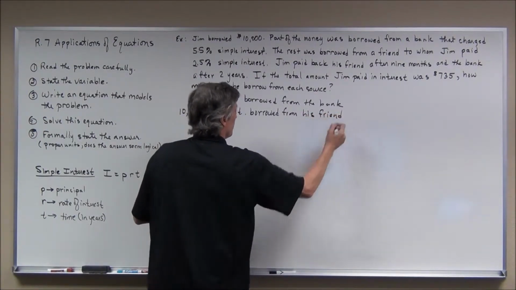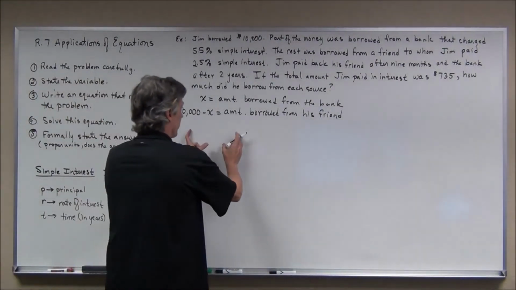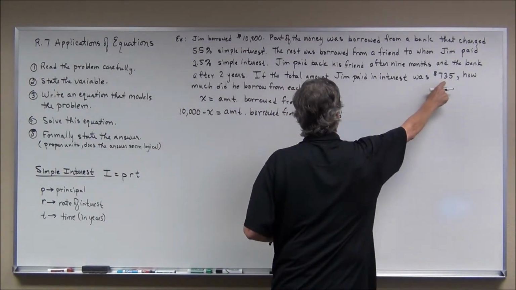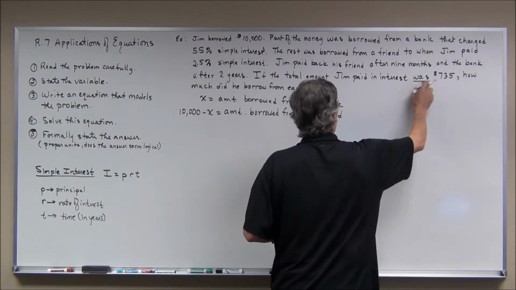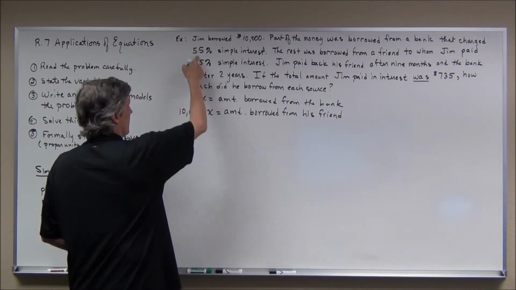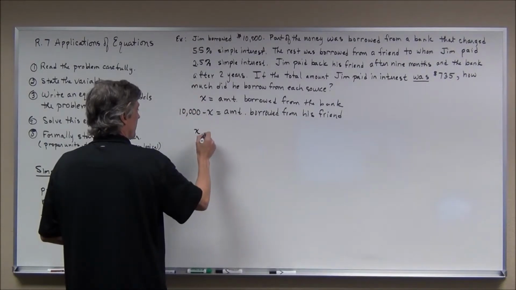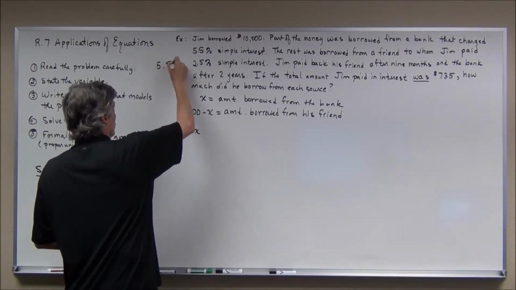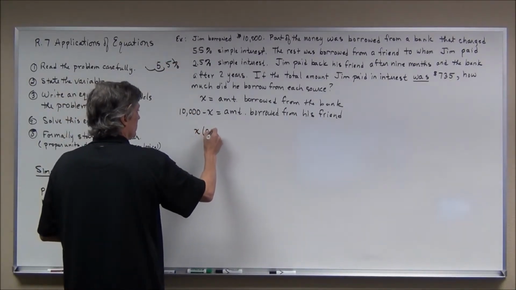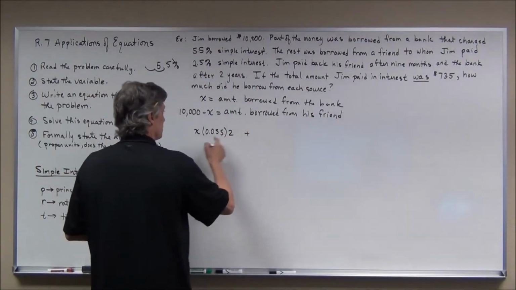Because now all I'm going to do is use the formula for simple interest. I'm going to start off with figuring out the interest for the bank, and I'm going to add to that the interest he pays his friend, and I'm going to set that equal to all the interest paid, which was $735. So the amount that he borrowed from the bank was X, 5.5%, 2 years. So this is principal times rate. Now 5.5%, remember what you do here, you slide the decimal 2 places to the left and drop the percent sign, so that'd be 0.055 times 2 years total. And that's the interest that he paid the bank.